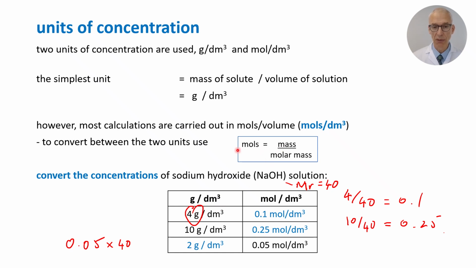The mass is moles times molar mass. Bring molar mass up here. So mass is molar mass times number of moles. Number of moles times molar mass gives you the mass. So that is a rearrangement of this equation.